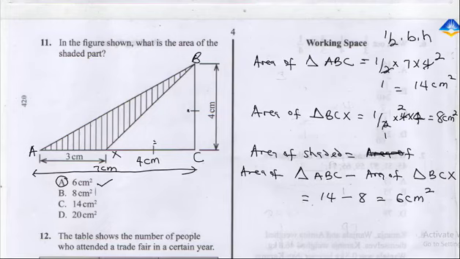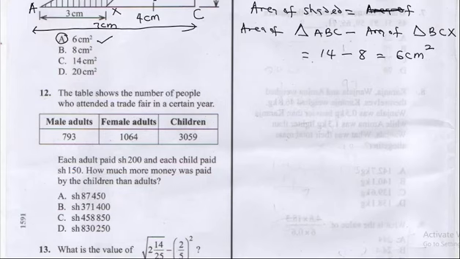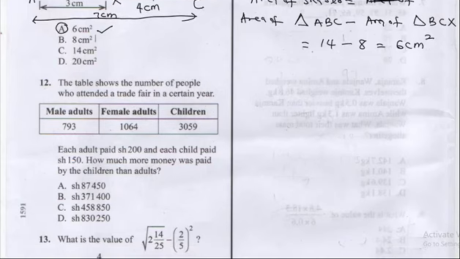So the next question takes us to question 12, which says the table shows the number of people who attended a trade fair in a certain year. Now you can see the male adults, the female adults, and the children. It says each adult paid 200 shillings and each child paid 150 shillings. How much more money was paid by the children than adults? In order to solve this question, we're trying to know how much more was paid by the children than adults.